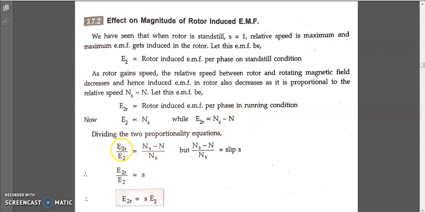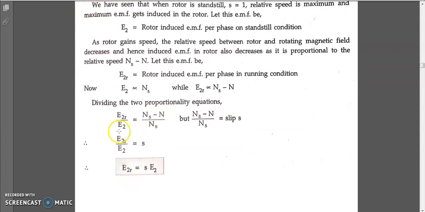So if we divide one by the other, E2R by E2, what happens? NS minus N divided by NS. We know that NS minus N by NS is nothing but slip, so we replace this by S. Now E2R by E2 is equal to S. So E2R is equal to S times E2. That is, the rotor induced EMF is slip times the EMF induced during standstill. This E2 is nothing but the EMF induced in the rotor during standstill.